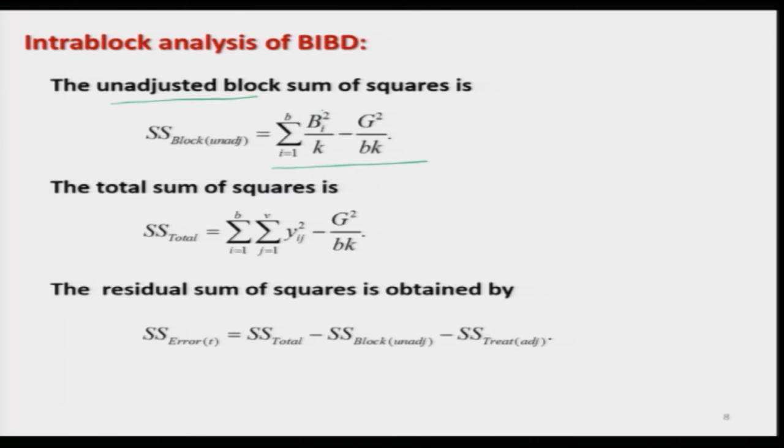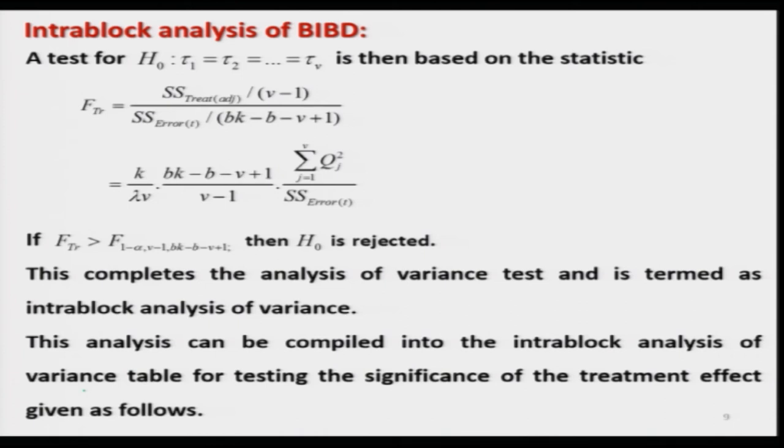So, I am writing out here summation i goes from 1 to b, B_i square upon k minus G square upon bk. And the total sum of squares will remain as such, that double summation over i and j of y_ij square minus the correction factor G square upon bk. And obviously, the sum of squares due to error will be obtained as SS error (I am writing here t), which is equal to SS total minus SS block, which is unadjusted, and adjusted treatment sum of squares. Now, you can obtain these things very easily.